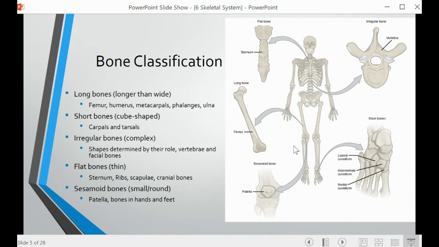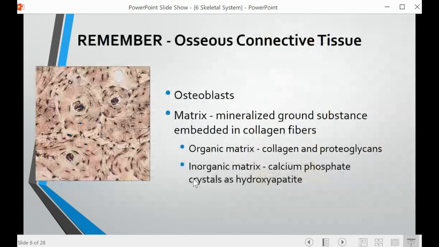that is an irregularly shaped bone. We have flat bones, so the sternum, which is right here in the center of your chest, your ribs are considered flat bones, the scapula, which is on the back here, your shoulder blade, and your cranial bones, which are going to be a part of your skull up here. And then we have sesamoid bones. They are shaped like a sesame seed almost. So we have the patella, and then some of the bones within our hands and our feet are also going to be sesamoid bones. These are small and round bones.